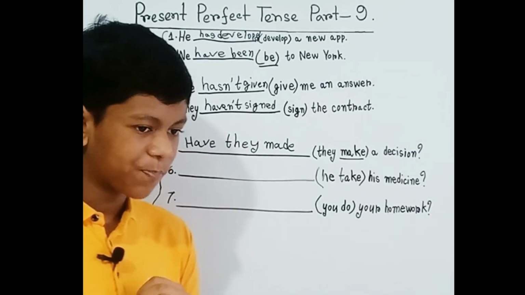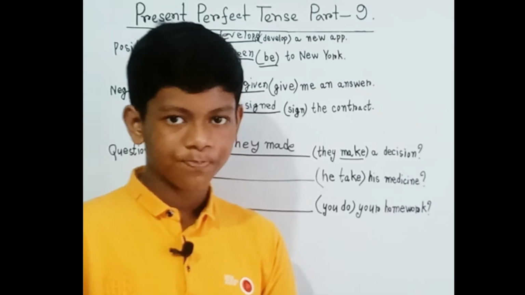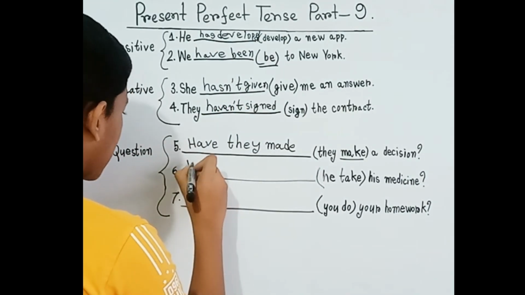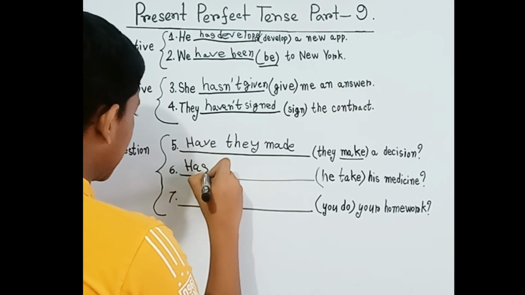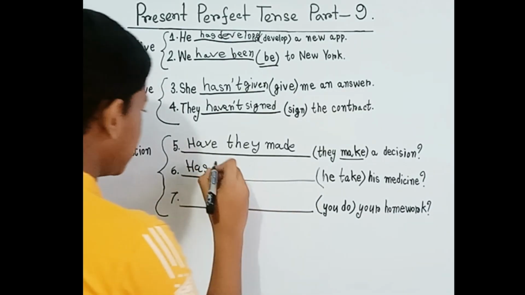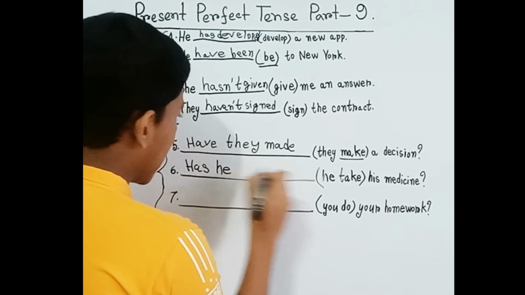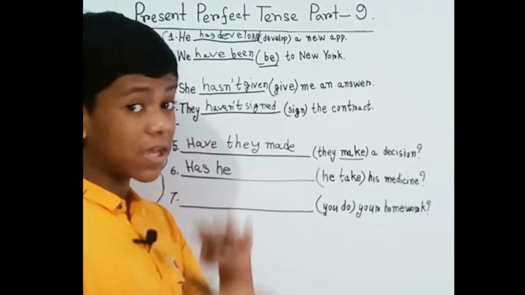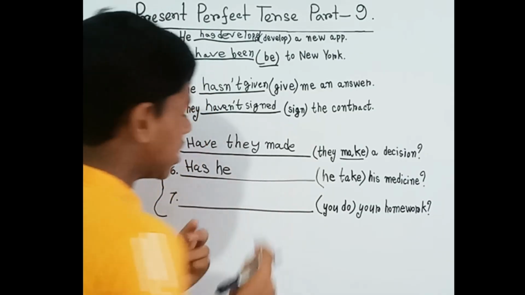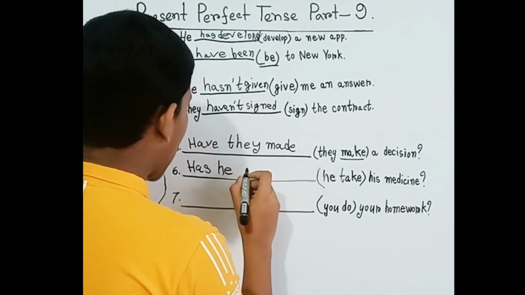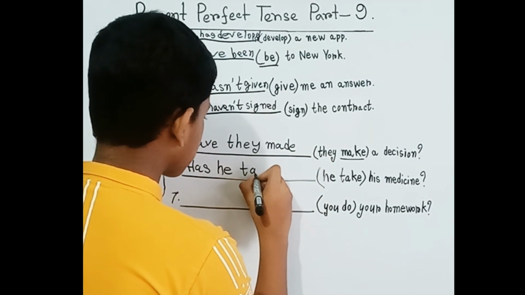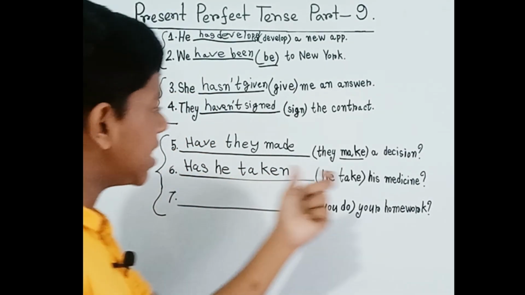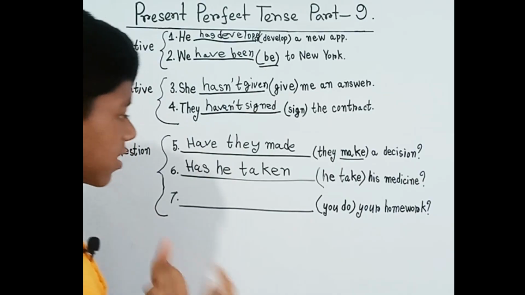Next, same as here. He take his medicine. What will it be? Has, H-A-S. Has he. Has he taken? Take, took, taken, which completely changes with irregular verbs. Okay, has he taken his medicine? Then our sentence becomes like this.